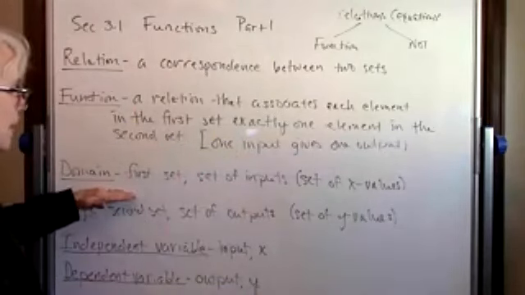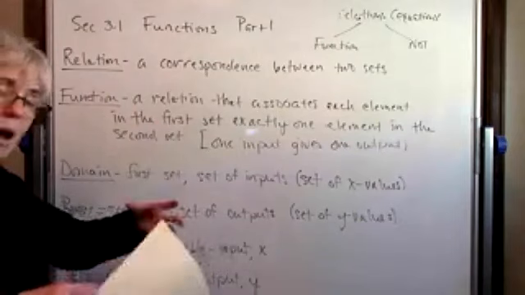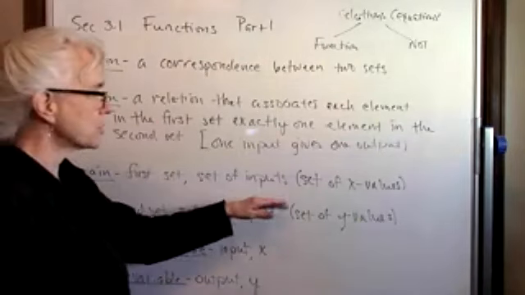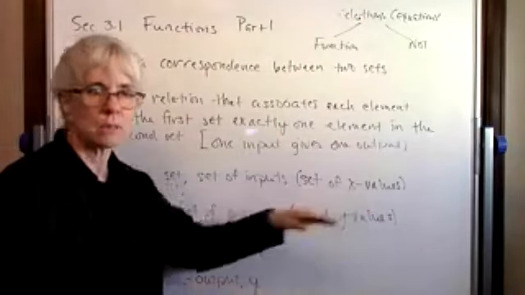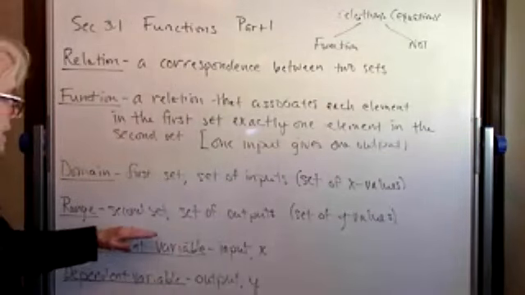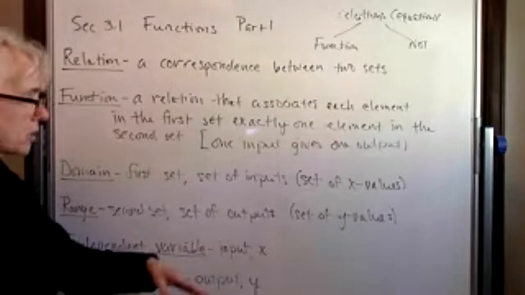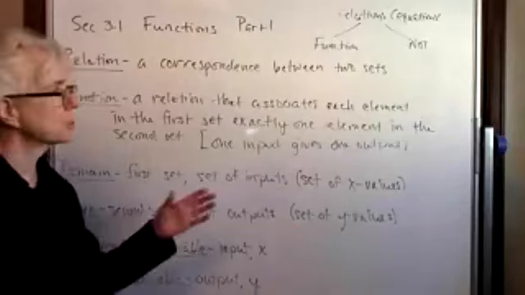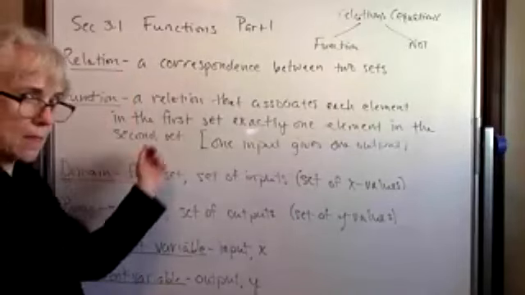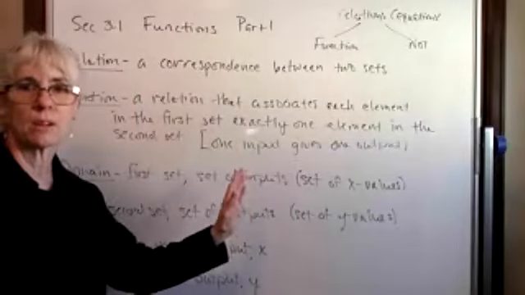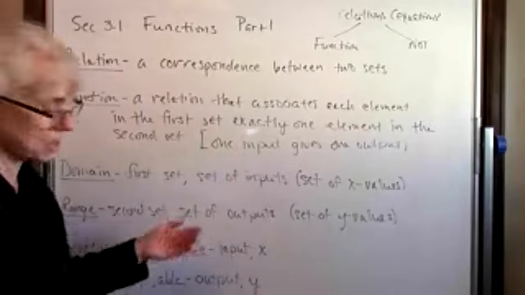Okay, the domain happens to be that first set that you're starting off with. That's the set of input values. For us, it's the set of X values. The range is that second set, the set of output values. For us, it's the set of Y values. So our first set is always the domain. The second set is the range. And the way to remember that is they're luckily in alphabetical order. So that helps us too.